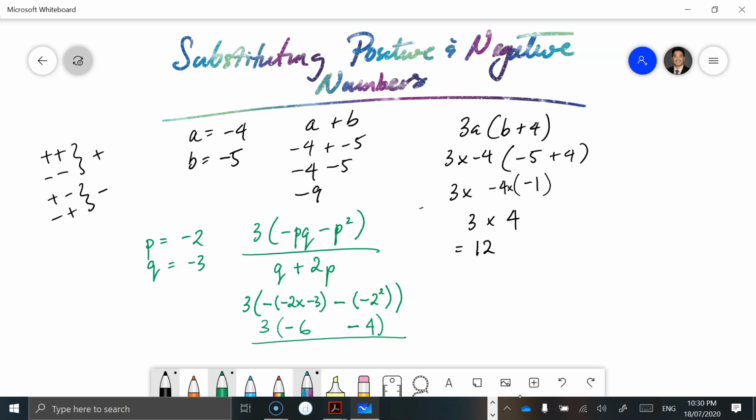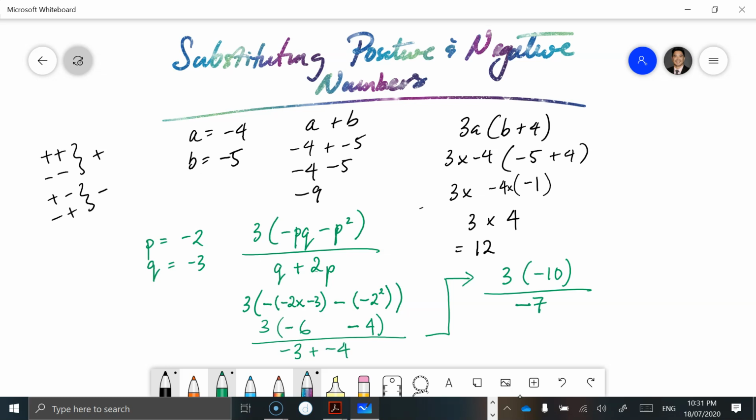So q is minus 3 plus 2 times minus 2, which is minus 4. All right, so let's bring this over here. Minus 6 minus 4 is minus 10. And then at the bottom, a positive and a negative put together is a negative. And so minus 3 minus 4 is minus 7.